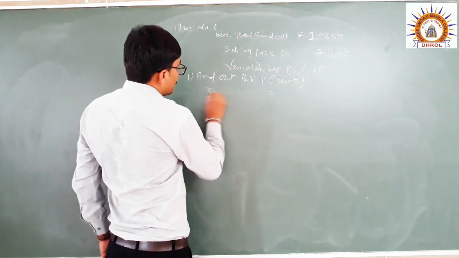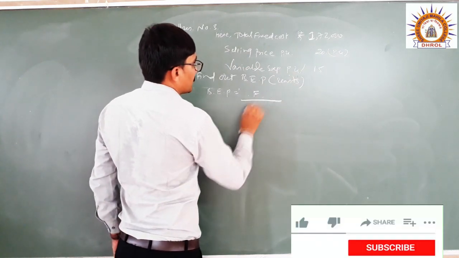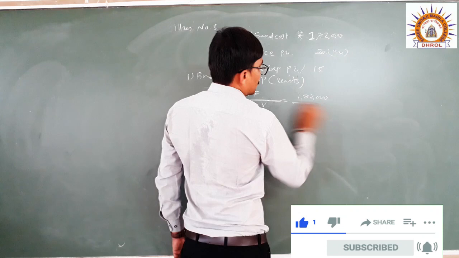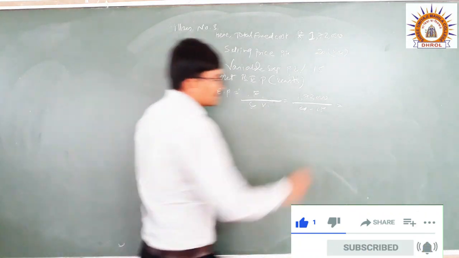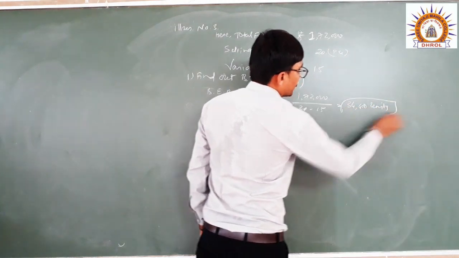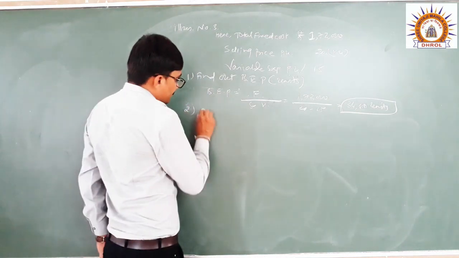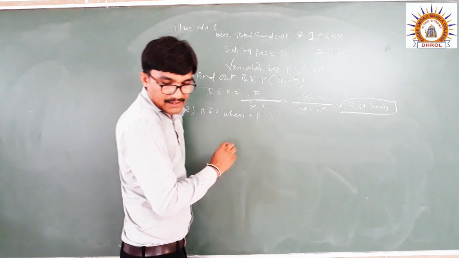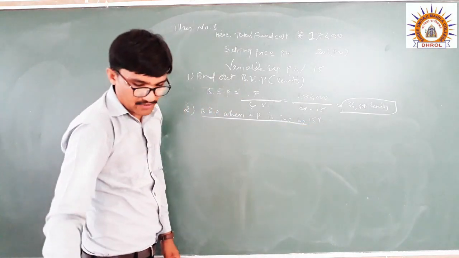Simple. BEP is equal to fixed cost divided by S minus V. So BEP is the fixed cost amount 1,72,000 divided by 20 minus 50. So the BEP is 34,400 units. This is the BEP. Then second thing is to find out the BEP when selling price is increased by 15%, right? So find out BEP.